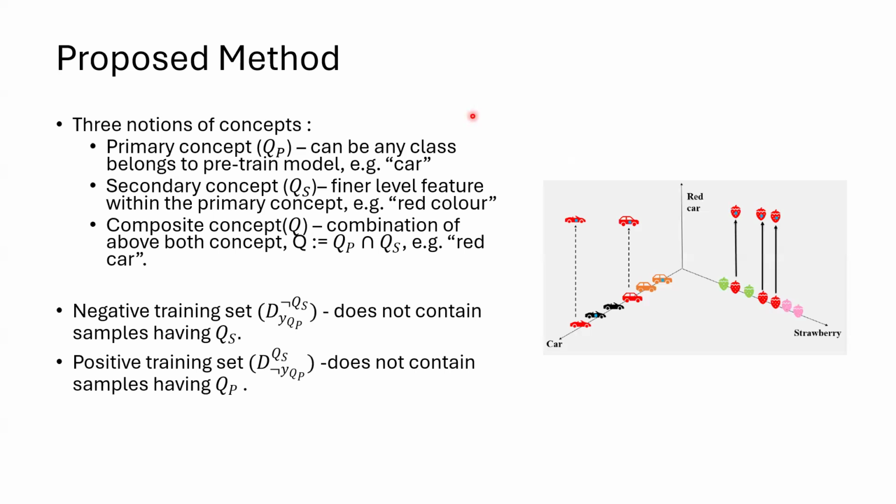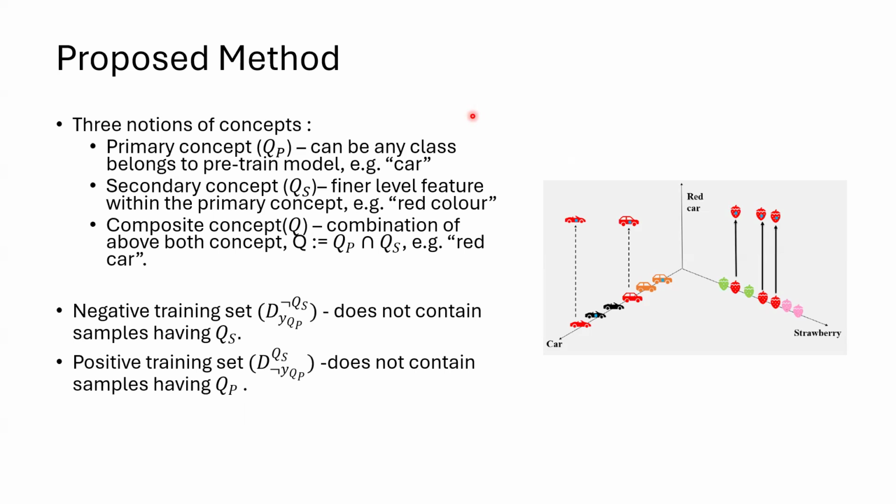So during the training process, we have introduced two additional training sets. One is the negative training set, which only contains the samples that have the feature of the primary concept, and the positive training set contains the samples which have the feature of the secondary concept.